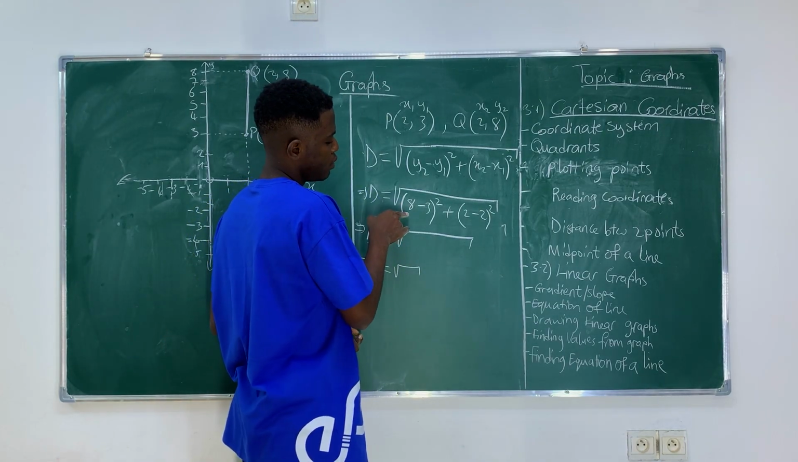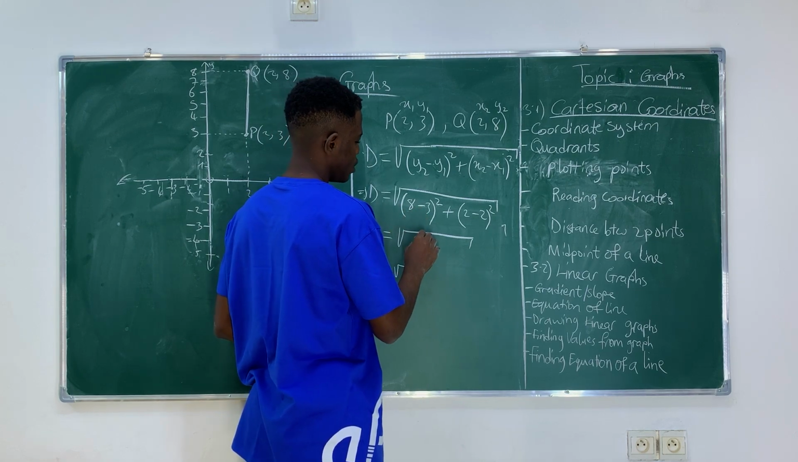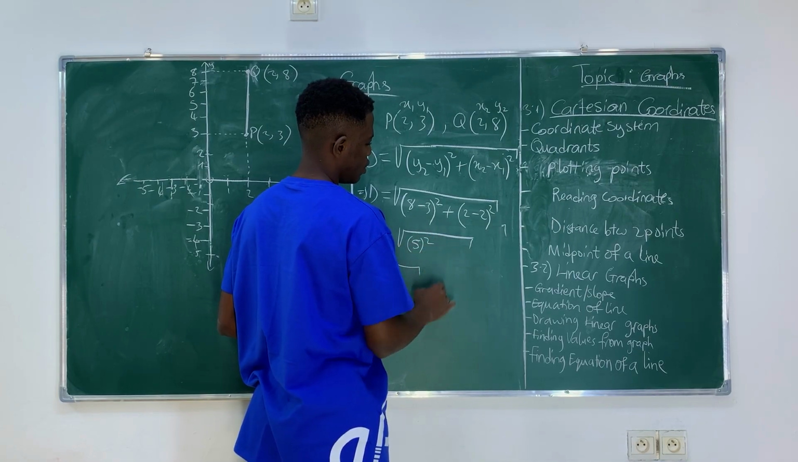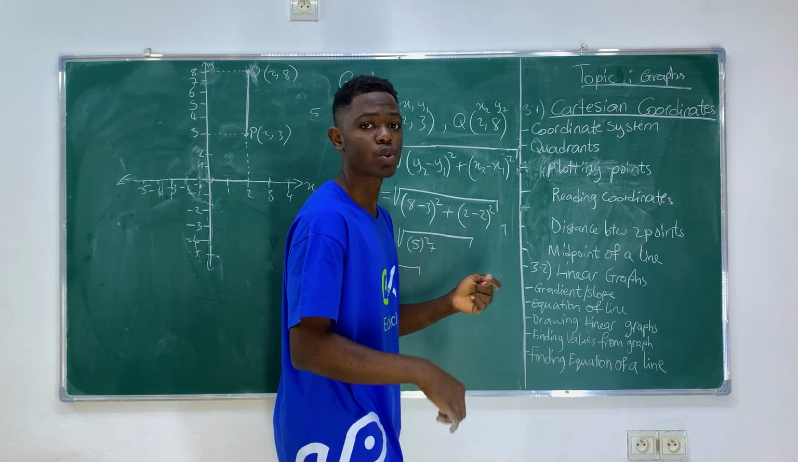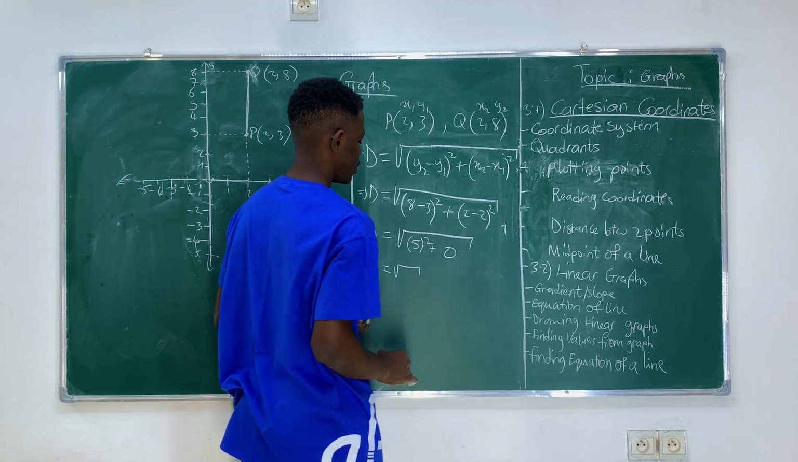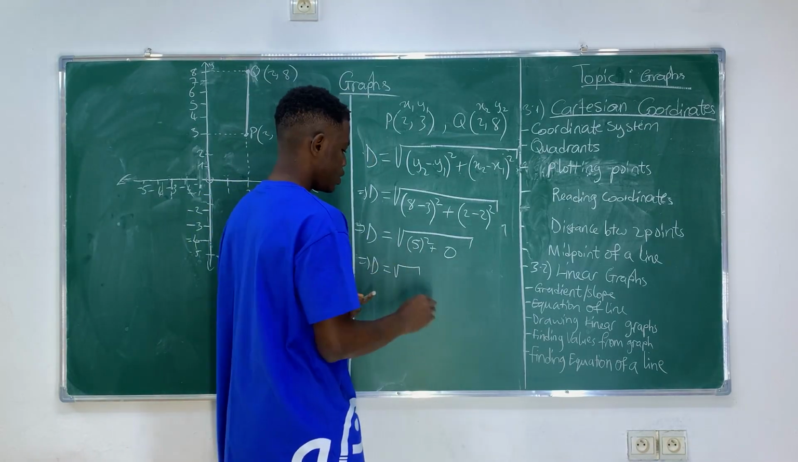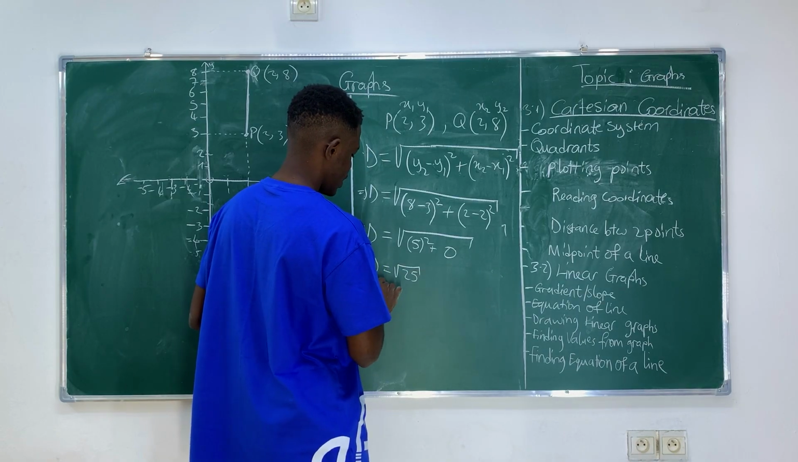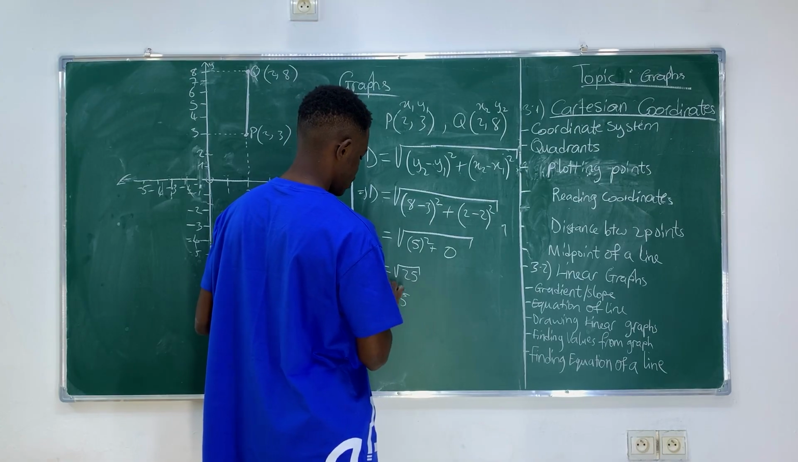Now I simplify, which implies d is equal to the square root of, when I simplify this, what is 8 minus 3? 5 squared. Plus, what is this? 2 minus 2 is 0. 0 squared is 0. So 5 squared is 25, which implies d is equal to the square root of 25. The square root of 25 is 5.